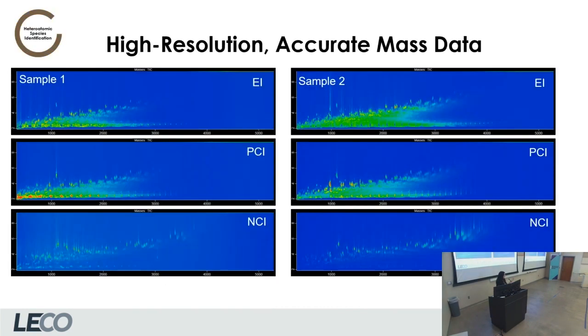So just an example of two of the samples in EI, positive CI, negative CI mode. You can see there's that selectivity difference. EI basically ionizes everything. PCI gives us molecular ions, so you see a little bit less signal, but you're getting better, higher quality, higher mass information for your samples. And then with negative CI, it's a totally different trace.